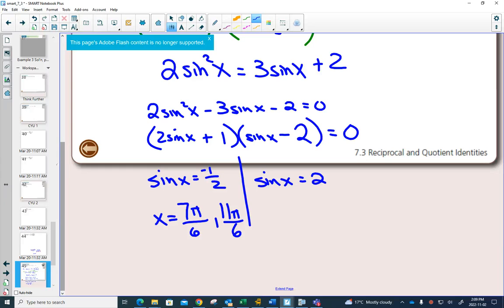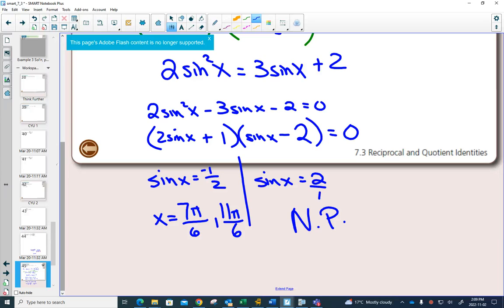Pi over 2? Not pi over 2. When is your y coordinate 2 on your unit circle? None. Never. What does this mean? When I have sine x equals 2, that's like having sine x equals 2 over 1. Can you draw a triangle where the opposite side is 2 and the hypotenuse is 1? No. This side is not possible. That's why we can do it without our calculator, even though it's not on our pie plate.